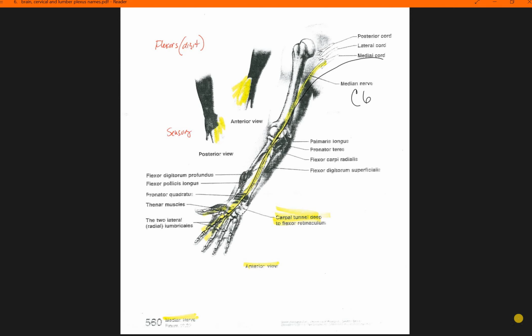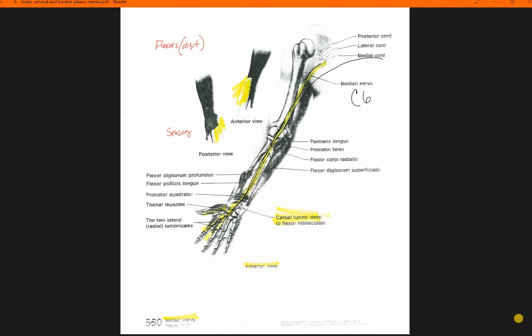So it comes out, goes down the arm, turns into median nerve, goes under the flexor retinaculum and through the carpal bones in that carpal tunnel area and innervates thumb, first finger, middle finger. In more professional terms, digit 1, digit 2, digit 3.